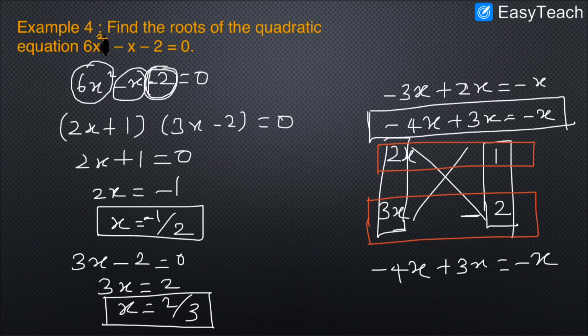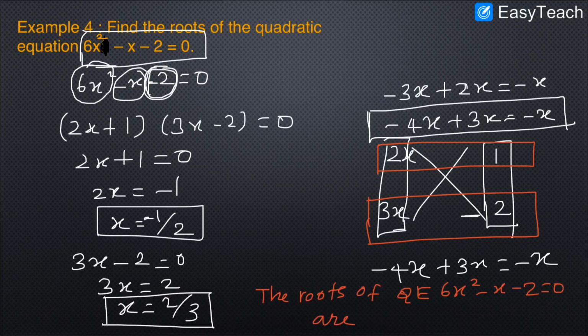So these are the solutions of this quadratic equation. Finally we can write the roots of the quadratic equation 6x square minus x minus 2 equals 0 are minus 1 by 2 and 2 by 3. Why is this called the solution of this quadratic equation? Once you substitute the values minus 1 by 2 and 2 by 3 in the quadratic equation, you will get 0. Okay, in the next class we will solve more problems. Hope you understand.